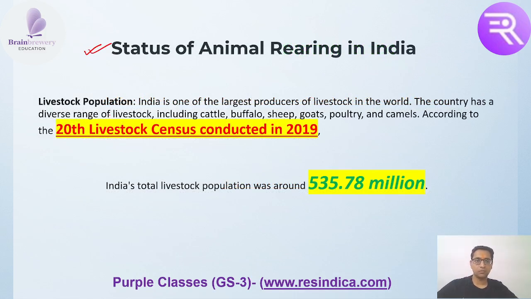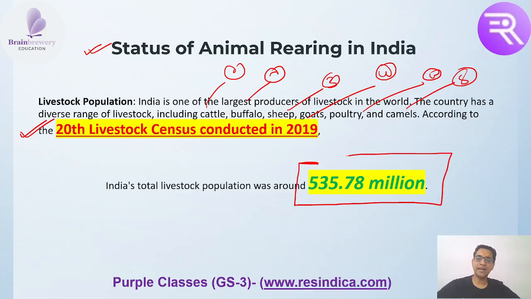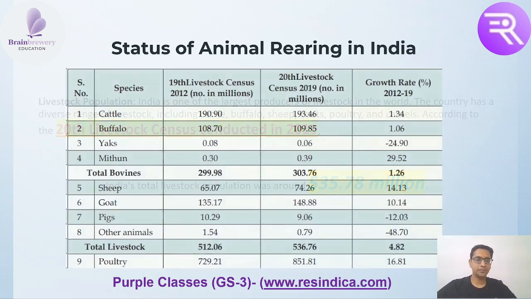Now we are coming to the status of animal rearing in India. Livestock means cattle, buffalo, sheep, goat, poultry, camels, and some other small animals. The 20th livestock census was conducted in 2019. If we go by the census, there are around 535.78 million livestock in our country.